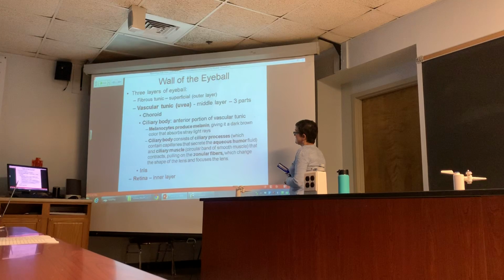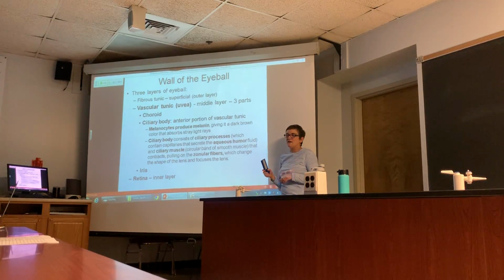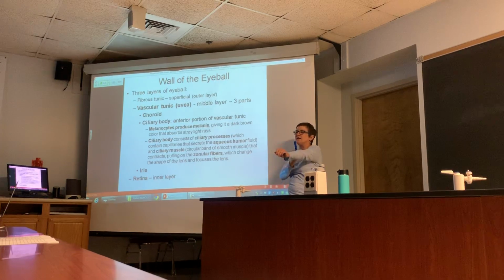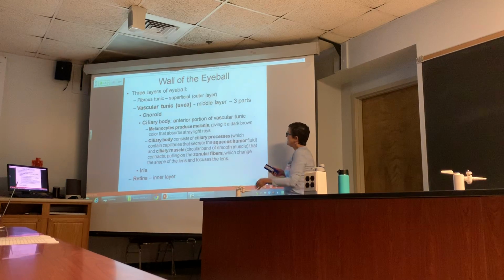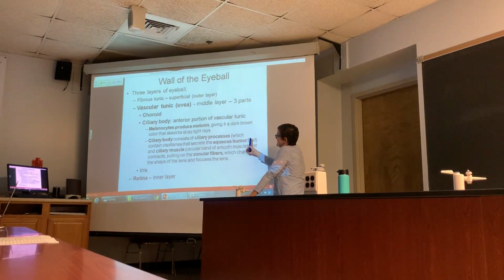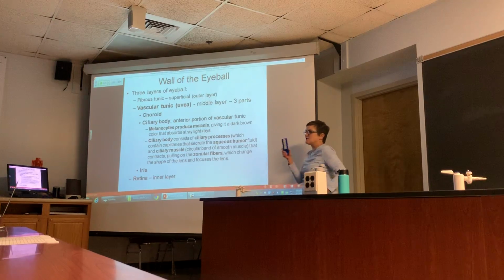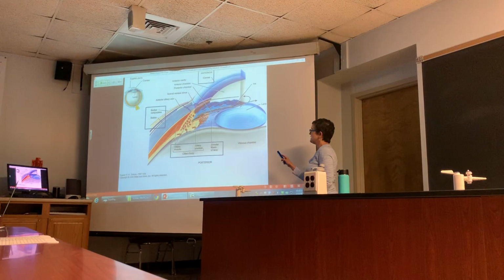it contains melanocytes as well that produce melanin, and it says it's dark brown. It's almost black. The ciliary body is very, very dark, and it's also helping to absorb some of those stray light rays. The ciliary body contains the ciliary processes, which we'll look at in a second. These produce aqueous humor fluid, and the ciliary muscle, which is a circular band of smooth muscle around the lens that contracts and pulls on zonular fibers, which change the shape of the lens and focuses the lens.